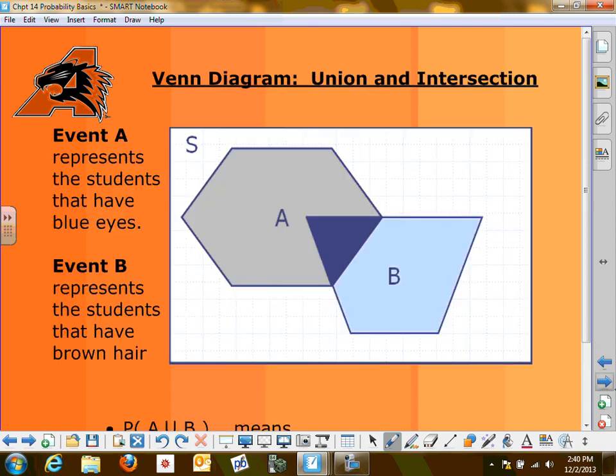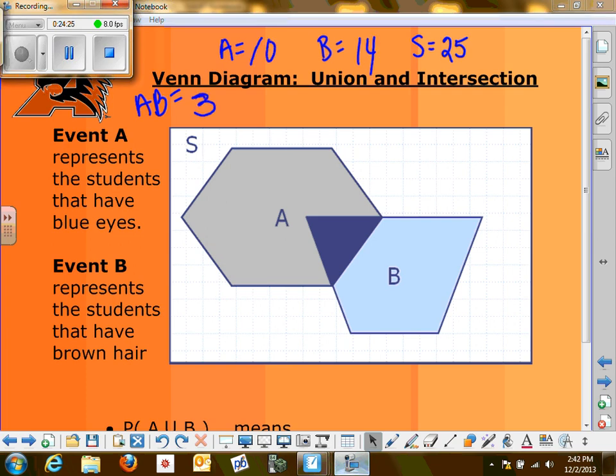Okay? Next, I want to do this actually with the class in here, and so I know that since Reed came in, we've got 25 people in here, and A is going to represent the number of students that have blue eyes. B is going to represent the number of you that have brown hair, and then we're going to see how many of you have blue eyes and brown hair. Okay, so let's get our number.